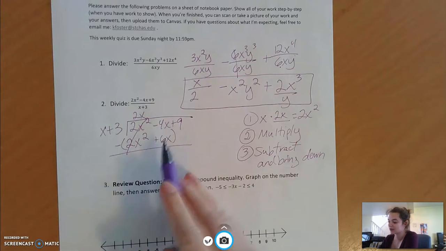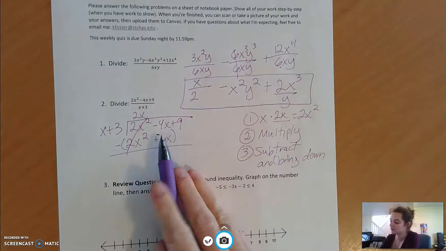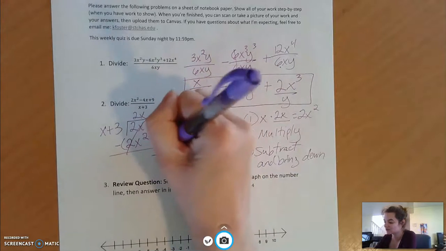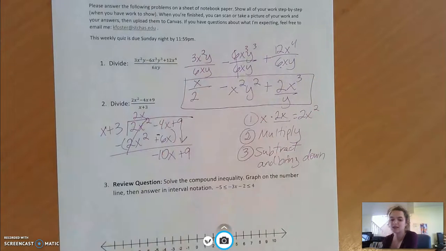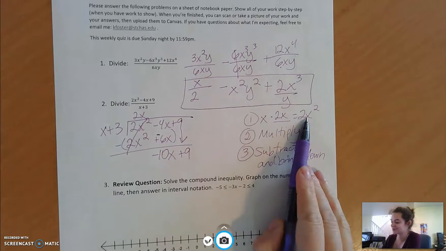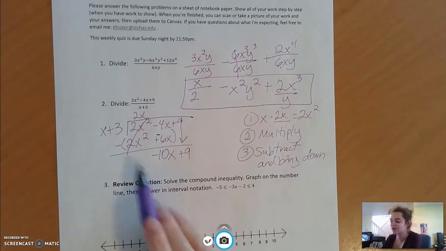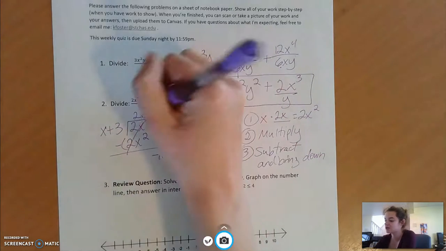Then we also are subtracting the 6x, so if it helps you to bring it over here, great. We have a negative 4x minus 6x, which is negative 10x. And then I'm going to bring down my last term, which is a plus 9. And then you repeat the process. Instead of getting a 2x squared, now we're thinking x times what gives you negative 10x? Well, x times negative 10 gives me negative 10x. And so we're going to put that on.